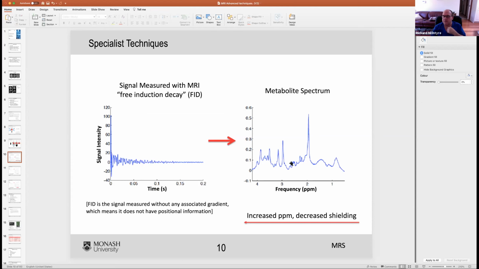So if we took one measurement, we'd see a tiny little blip here where the NAA is. As we take more measurements, we get an increased blip or an increased signal. And then once we get 256 measurements, we've got a nice peak here of NAA. And we can calculate that: NAA is the volume under that peak.